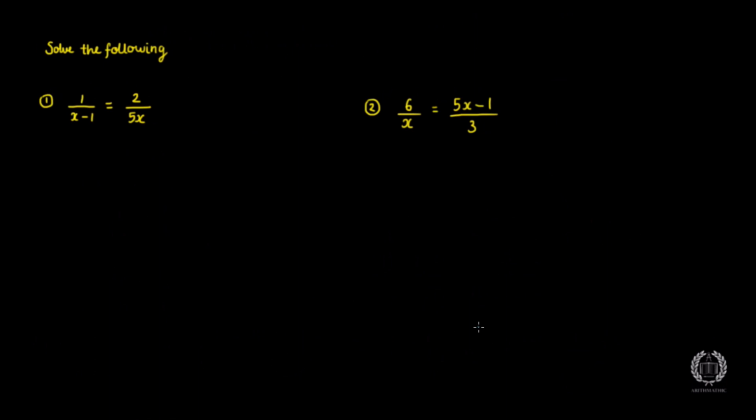Right, so let's get straight to the question. The question here is asking us to solve the following. Another thing I forgot to mention: in the previous tutorial, the question was simplify, and in this one, the question is solve. You need to know the difference between those two. Solve basically means you need to find a value of x. So x is equal to something.